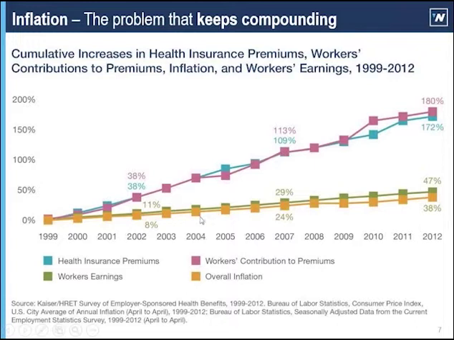The one item that the Affordable Care Act did not address so well was cost, and it's really because no one has addressed the claims. But this is a slide that shows you the cost. These bottom two trend lines are inflation and earnings, and the top two trend lines are employee contributions and the premiums themselves.